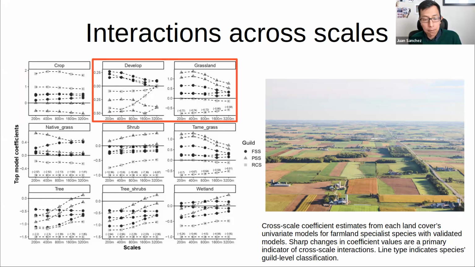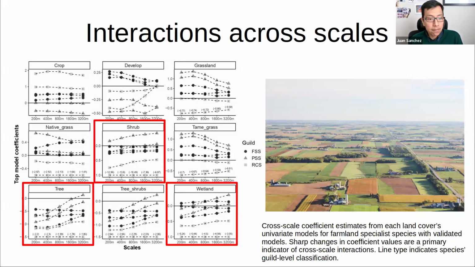But other land covers show that the strength of their interaction with the species decreases with scale. For instance, with developed covers and grassland covers, when the scale increases, the strength of interaction of that land cover with the species was lower. So this could imply that for these species, the impact of these land covers is stronger at the smaller scales. As the distance of the species from this land cover increases, the effect of the land cover decreases as well.